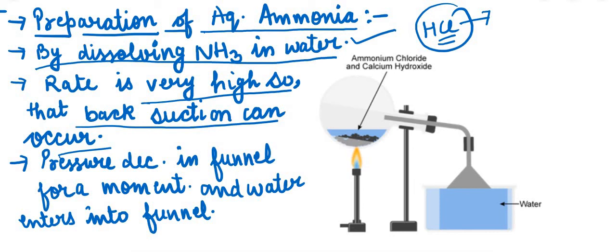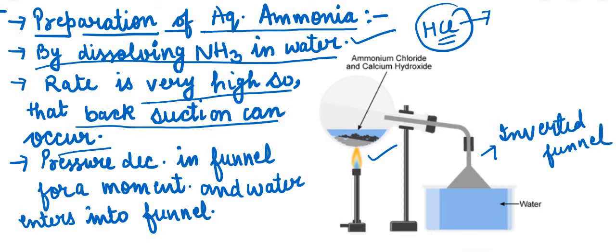You have ammonium chloride and calcium hydroxide placed in the round bottom slanted flask. Just provide heat to it. You do nothing else, just on that tube you provide an inverted funnel. You are using an inverted funnel for passing ammonia into the water, right? In the starting, when ammonia is not yet produced, when you touch this inverted funnel to the water, what happens there?